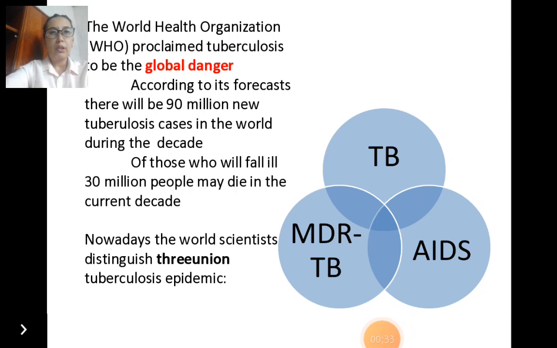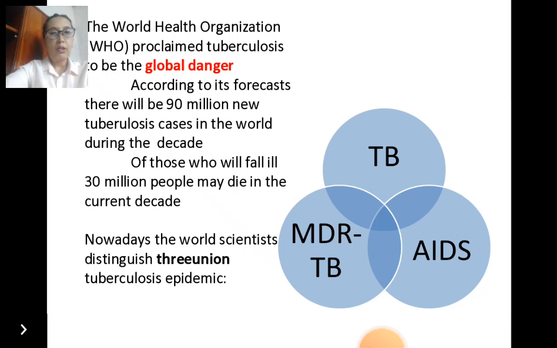The World Health Organization proclaimed tuberculosis as a global danger. According to its forecasts, there will be 90 million new tuberculosis cases in the world during the decade. Of those who will fall ill, 30 million people may die in the current decade.